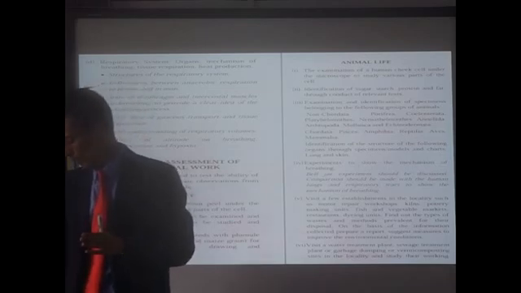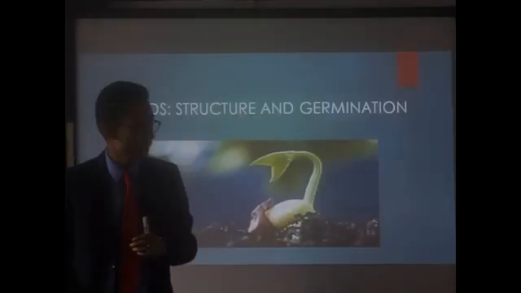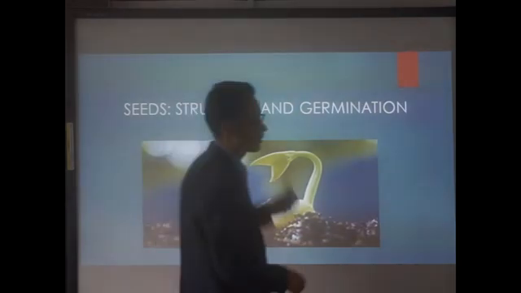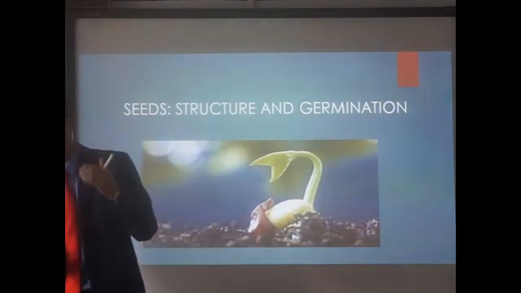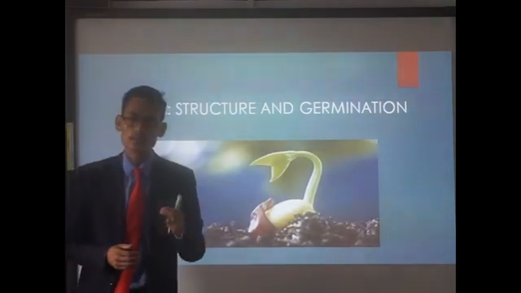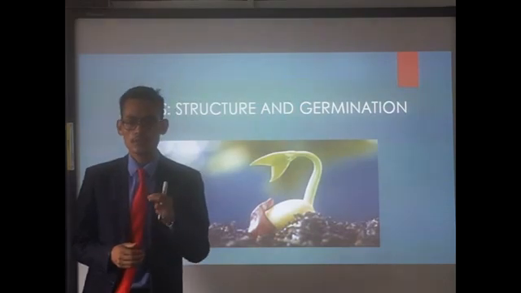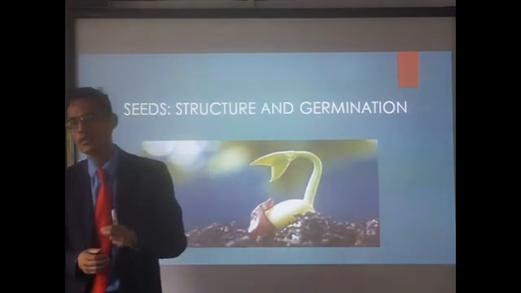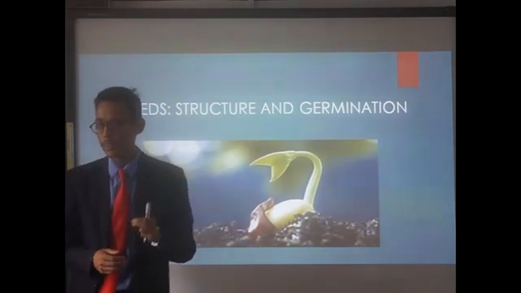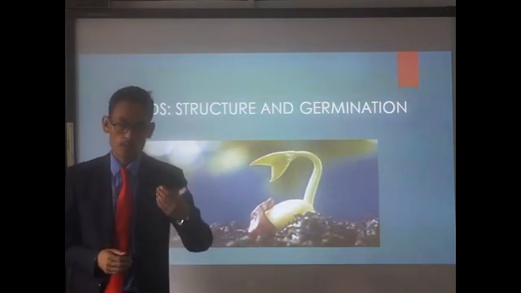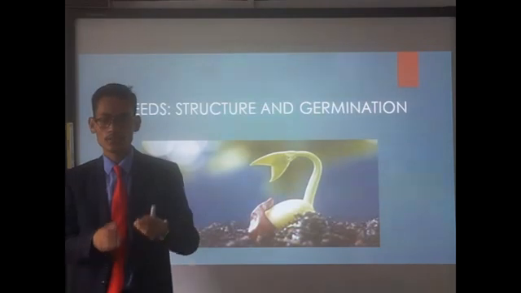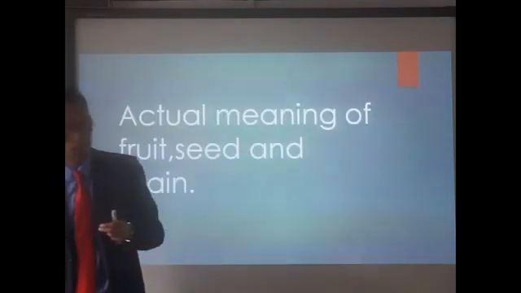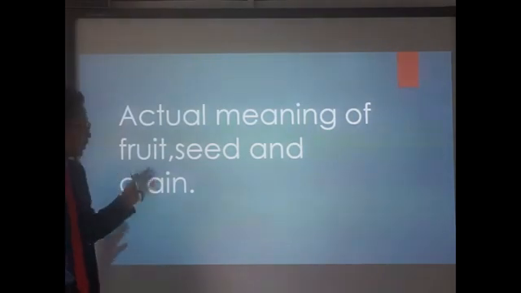So now today we will begin with a new chapter, a new unit under plant physiology, and the name of the chapter is seeds, structure and germination. Before going into the structure of the seed and the germination process of the seeds, we will first learn about the actual meaning of seed, fruit and grain. What do you mean by fruit, what do you mean by seeds, and what do you mean by grains? These are the main things which we will learn today.